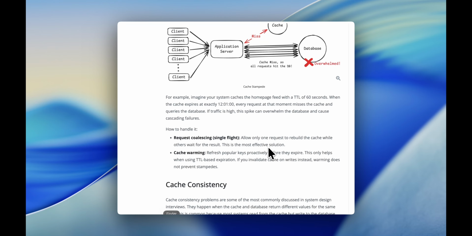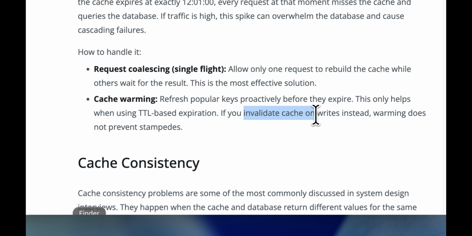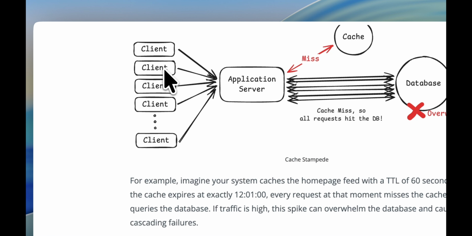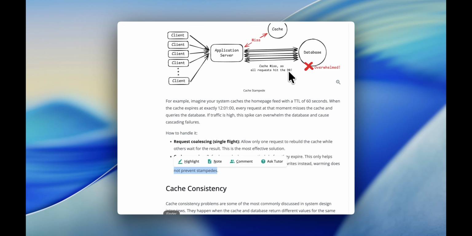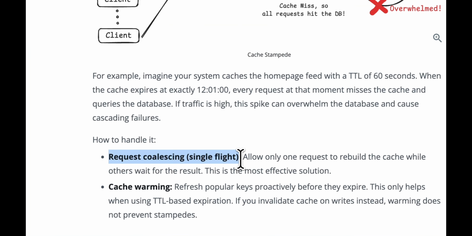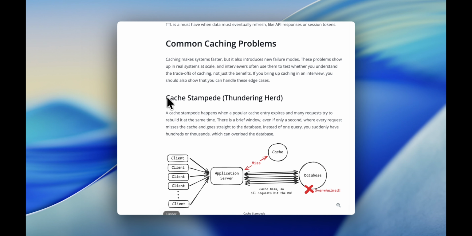stampedes. What does it mean is that, also in our logic, if that cache is expired, or some sort of logic invalidates on writes, then it does not prevent it, because the rest of the 100 users will still try to access the data, and data won't be available, and hence we will have a major spike in our traffic. So I think request coalescing is the most effective solution to handle this cache stampede, right?